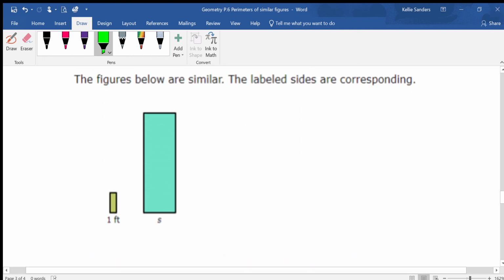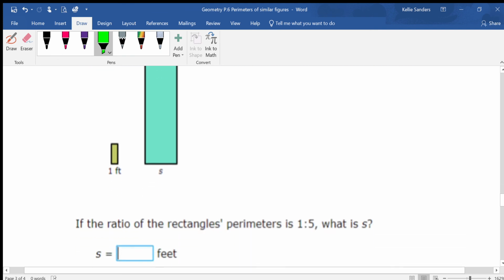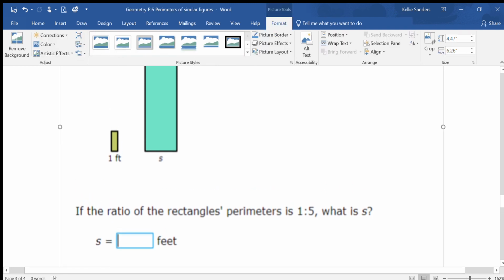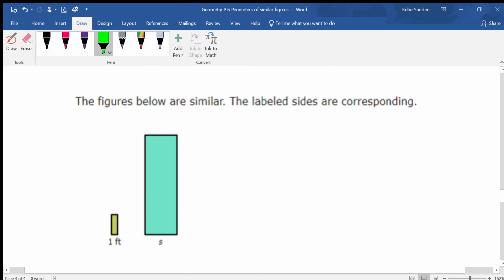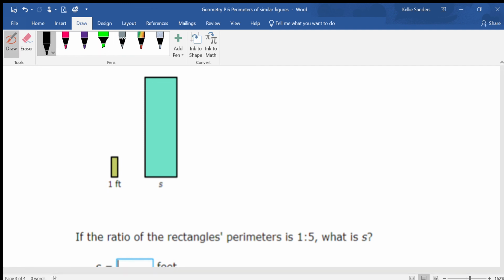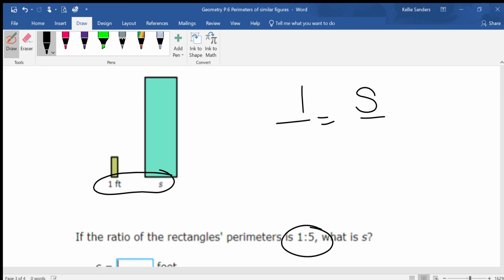The figures below are similar. The labeled sides are corresponding. If the ratio of the rectangles' perimeters is 1 to 5, then what is S? So we have 1 is to S because those are corresponding, and then the perimeters are 1 to 5. So you can cross multiply and divide, but if it's 1 over 1, then it's going to be 5 over 5. So that'd be 5.